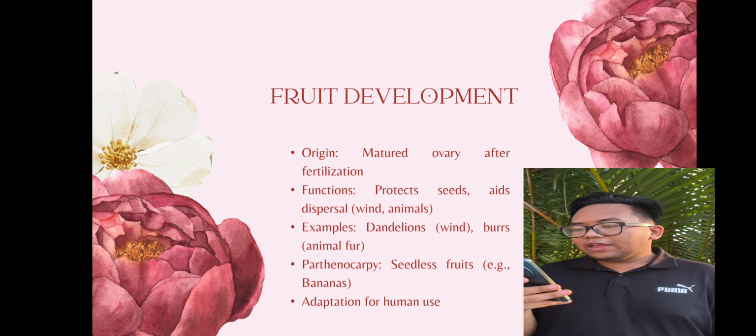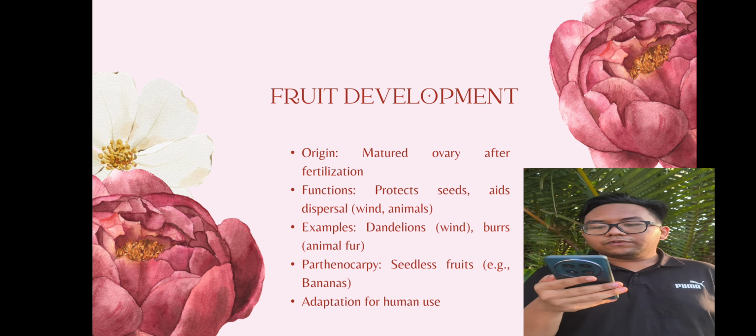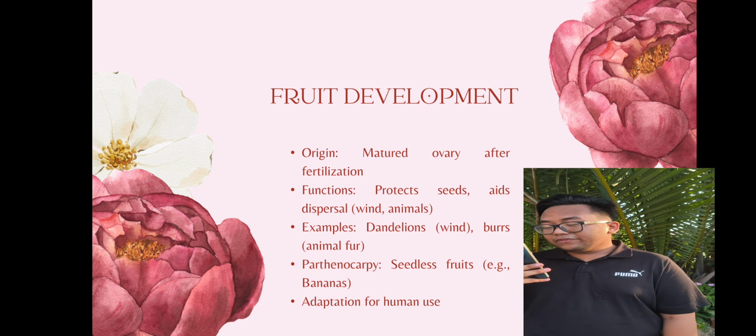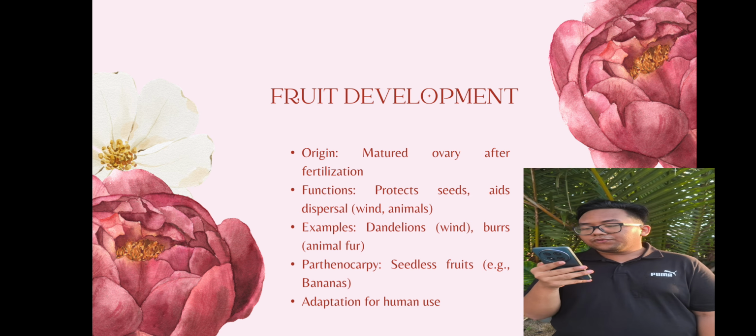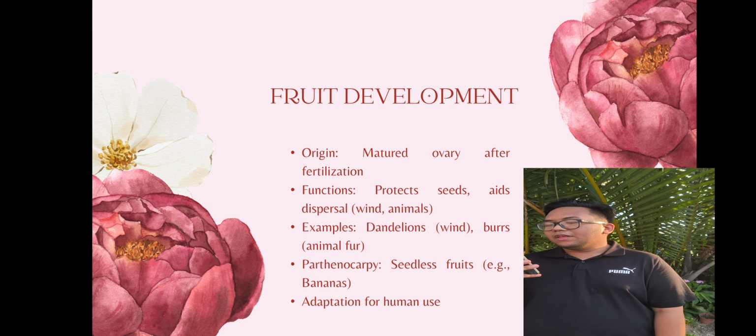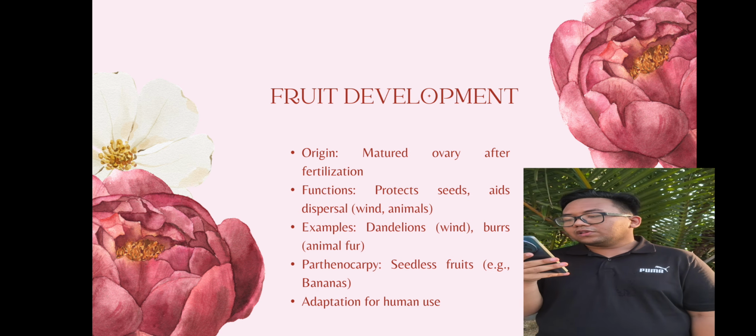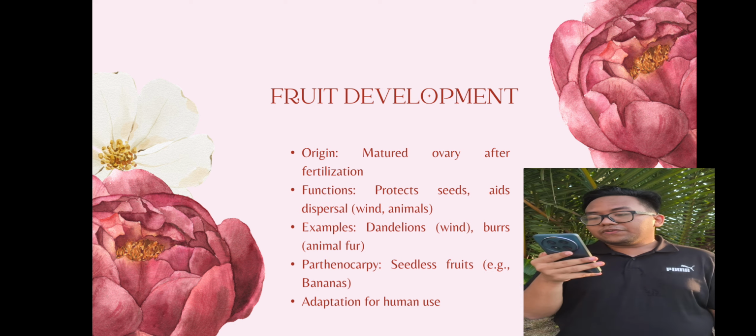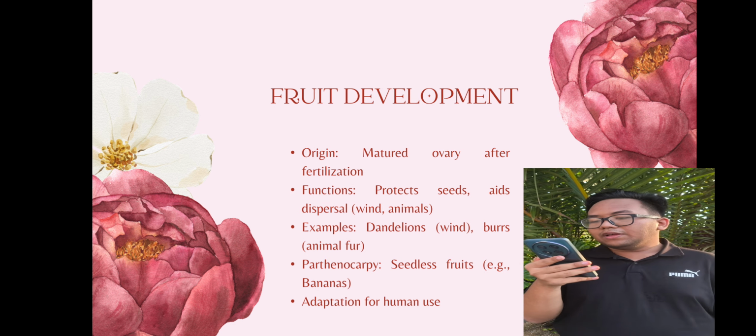Let's move on to slide 12, which is fruit development. After fertilization, the ovary becomes a fruit, protecting seed and aiding dispersal by wind or animals, like dandelion or birds. Parthenocarpy creates seedless fruit like banana.